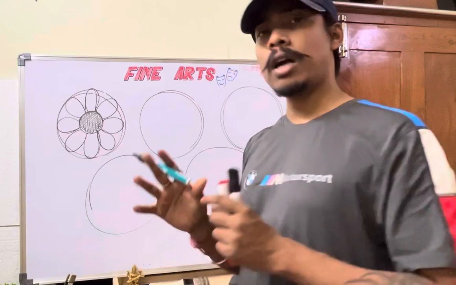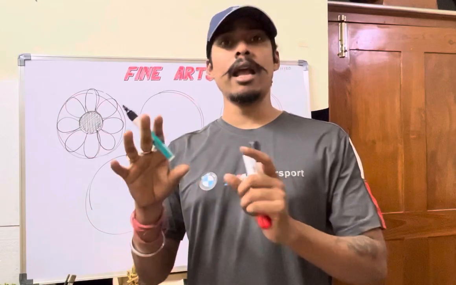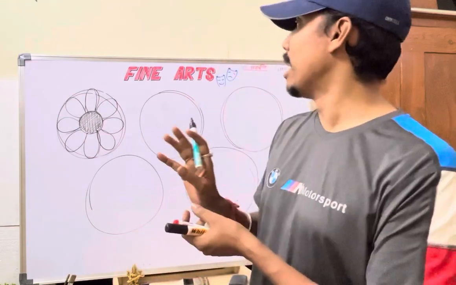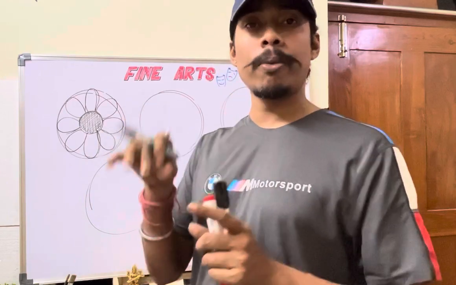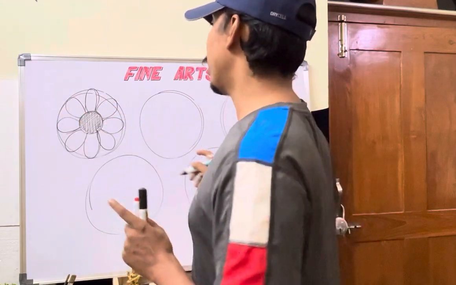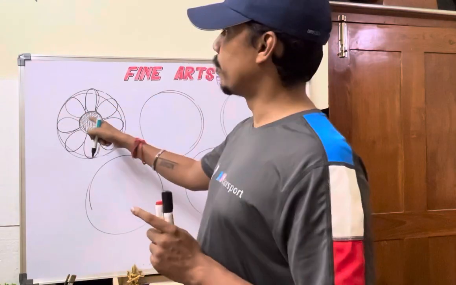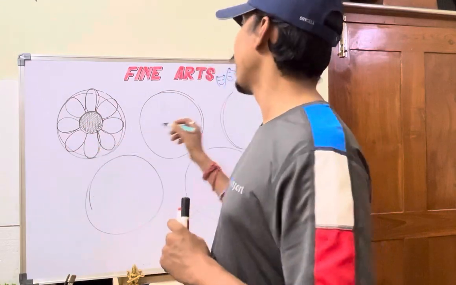Second thing, now by using the same circle, we can move our flower everywhere. East, west, north, south, back, front, top, any angle we can draw. So remember, the basic shape will not change. Only the position of the center circle will change, and it will make a different angle.